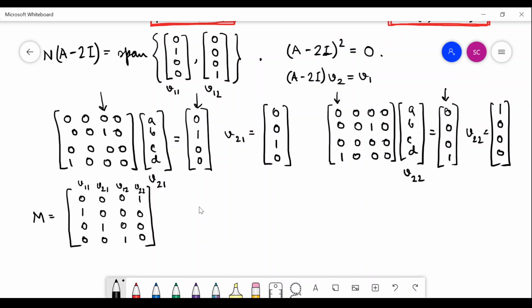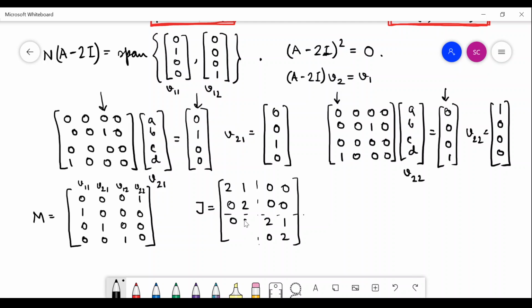Now, what is your J? J is also simple. There are two Jordan blocks, each of size 2. So these are the Jordan blocks. Again, the same Jordan block. Rest places filled with 0.